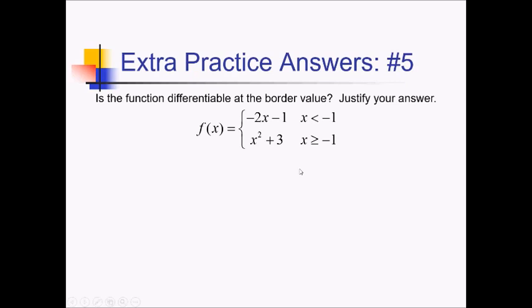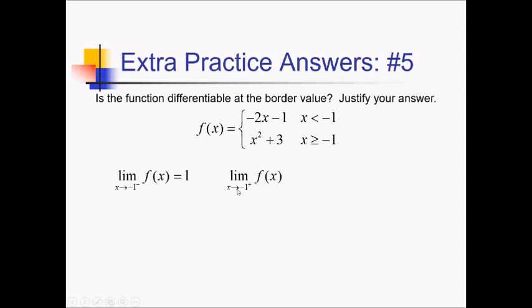To see if this function is differentiable at the border value negative 1, we're going to first figure out if it's continuous there. So let me check the left side limit as x approaches negative 1. That's going to be negative 1 plugged into this first function up here. So negative 2 times negative 1 is 2, minus 1 is 1.